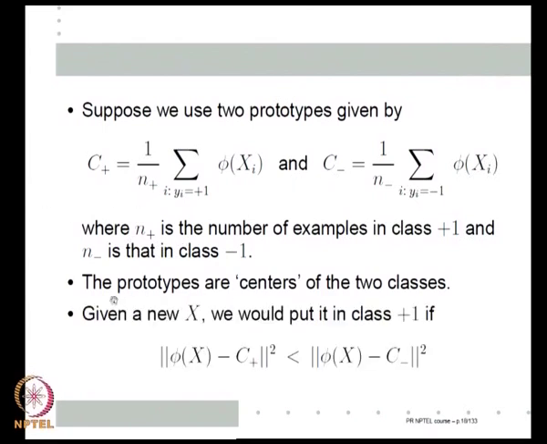The idea is that if you give me a new x, I will go to the range space of phi. So, I will find the distance between phi x and C plus. This is norm of phi x minus C plus, squared. If that is less than norm of phi x minus C minus, squared, then I put it in class +1, otherwise I will put it in class -1. This is a simple nearest neighbor classifier with 2 prototypes, but distance is not found in the original feature space, but in the phi space. Okay.